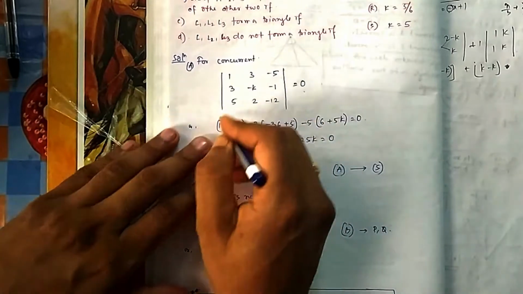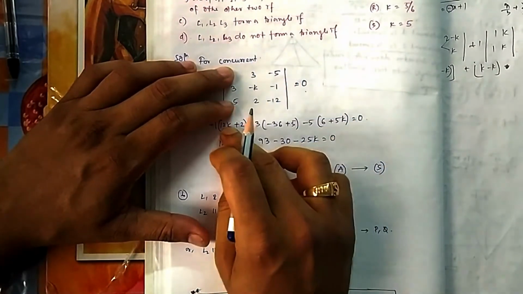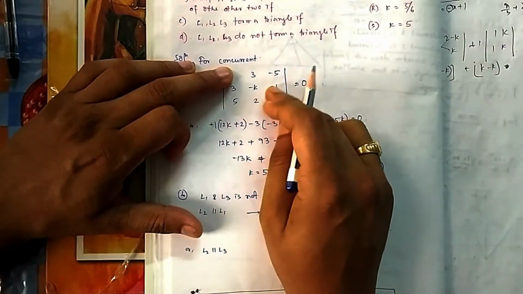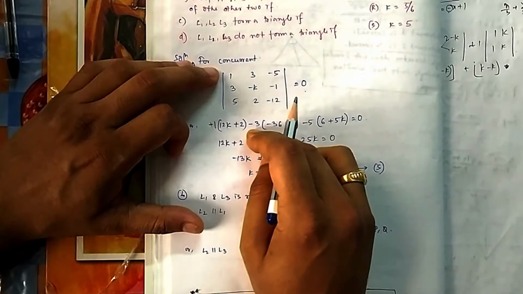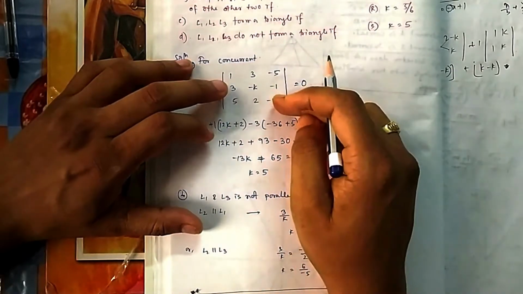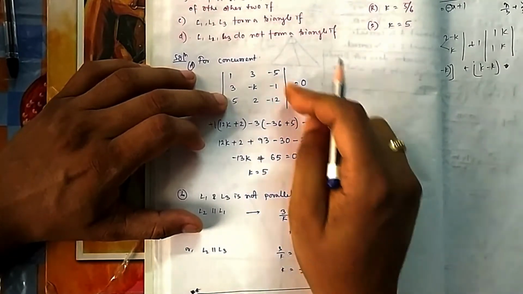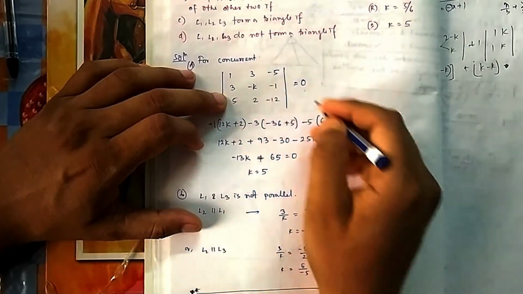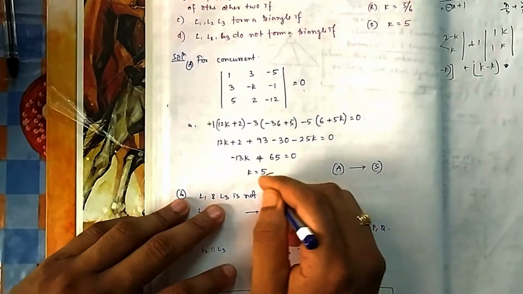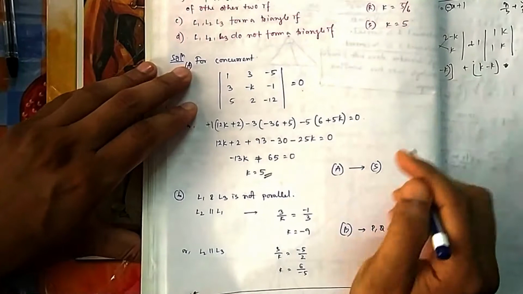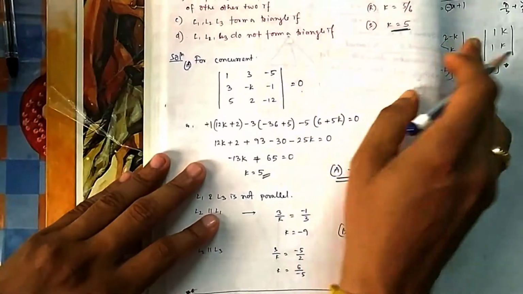Now to expand it, if it is plus 1, then you close this row and column, and it is this into this, so 12k, minus this into this, so minus 2 into minus 2, so it will be plus 2. Then the second is minus 3, so these are closed, this into this minus 36 plus 5. Then the last one is plus, but it is minus 5, so these are closed, 6 plus 5. If you solve it, k equals 5. So for concurrence, A should be matched with S, k equal to 5. So the first option is done.